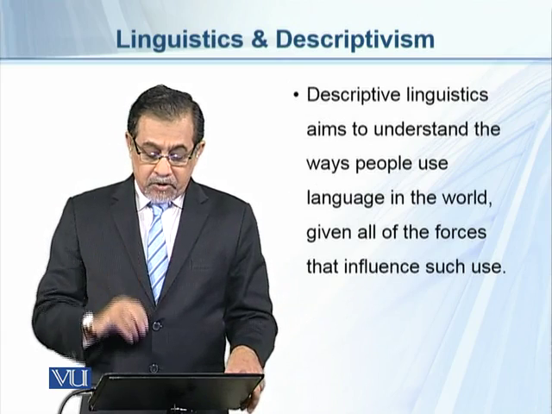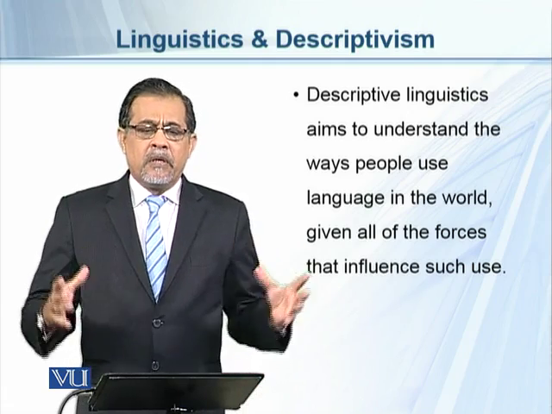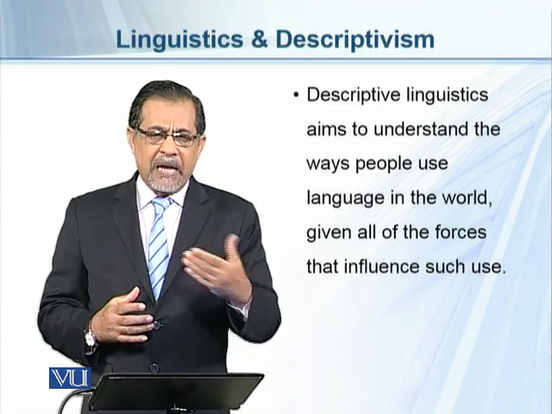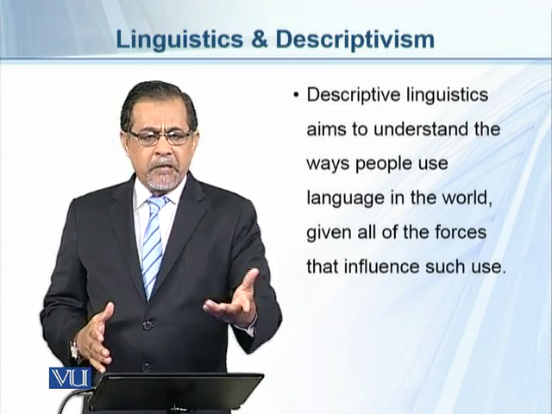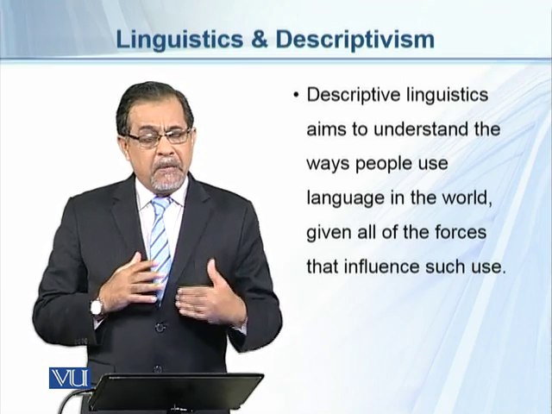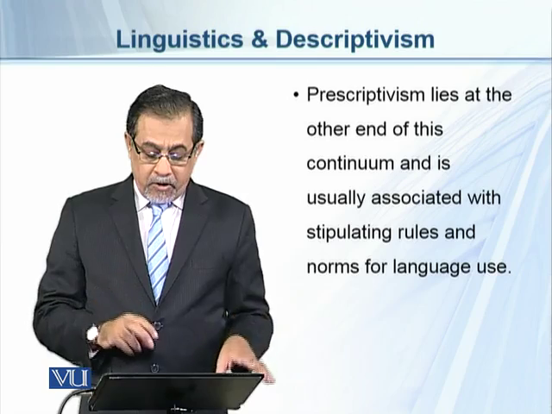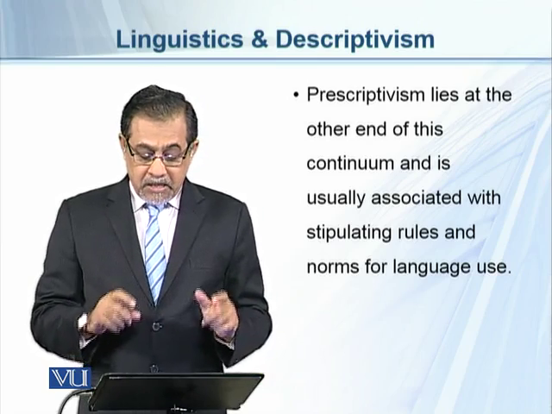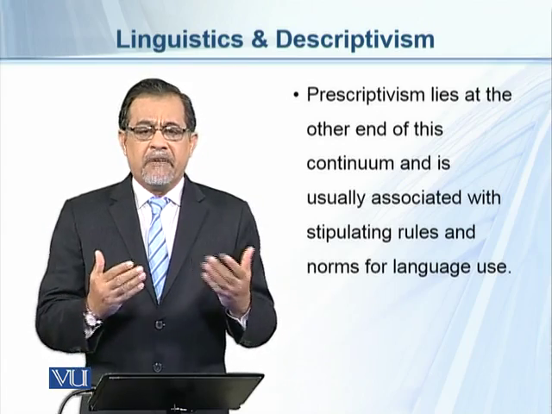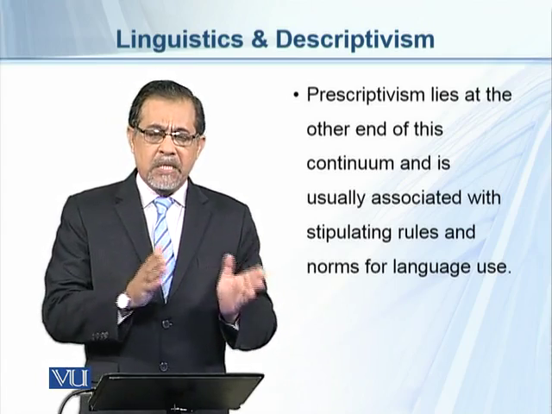Descriptive linguistics aims to understand the ways people use language in the world, given all of the forces that influence such use. So here we mean that people use language on the basis of certain groups: economic group, class distinctions, age groups, profession. All these influences are exerted on language use, and people use language under all these influences. Prescriptivism lies at the other end of this continuum and is usually associated with stipulating rules and norms for language use. So descriptivism does not give any rule, whereas prescriptivism gives rules, and it is busy making rules: do this and don't do that.